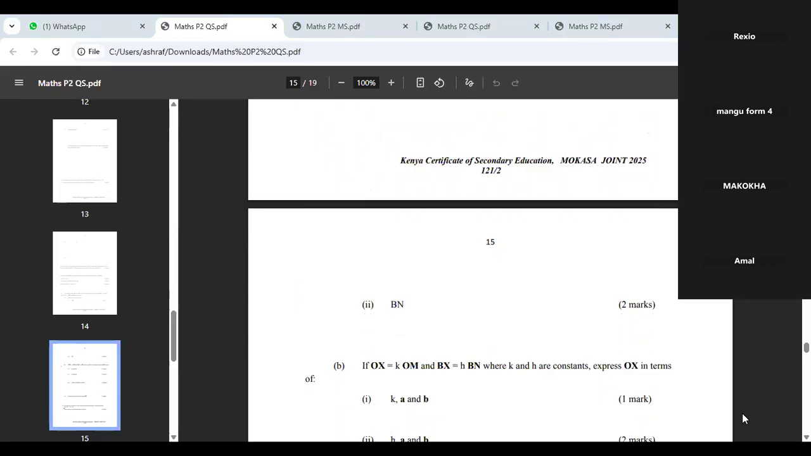Rexio, unmute yourself. Yes, I've got 1/3A minus B. 1/3A minus B. Yes. BN, that is from B to O, O to N. 1/3A minus B, is that okay? I believe we all got that.